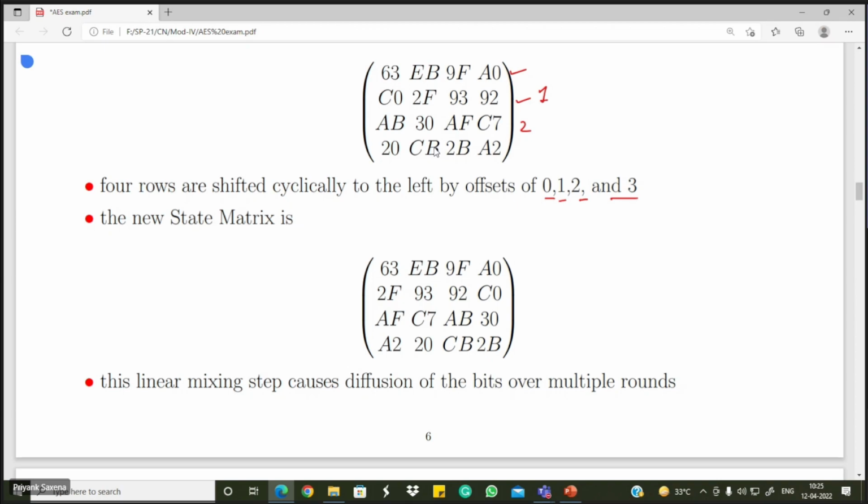So mixed column multiplies a fixed matrix against the current state matrix. So this is what we got, this is the current state matrix, and this is the fixed matrix, or you can say a constant matrix. Okay, so we multiply each column with that and generate a new matrix. So it's a matrix multiplication. This matrix is fixed, and this is what we have obtained from the previous stage, right? So that is how the matrix multiplication is performed.